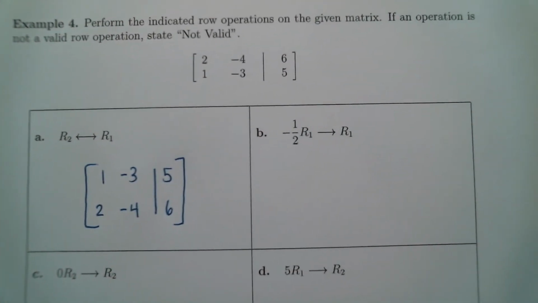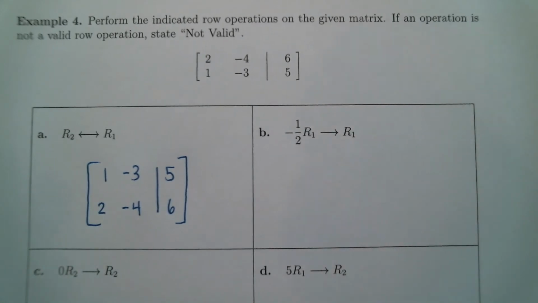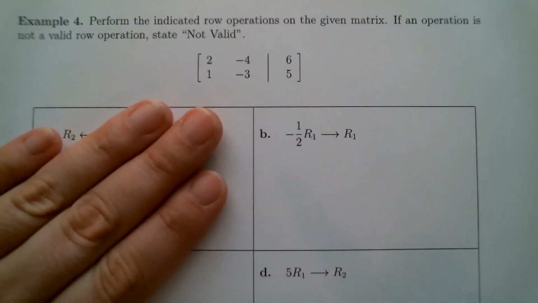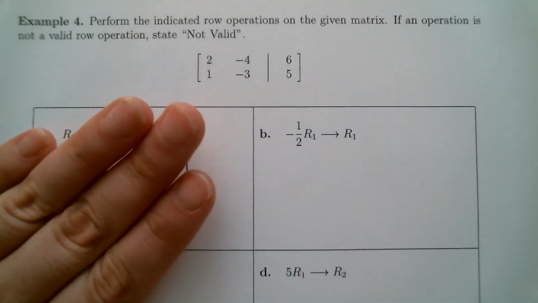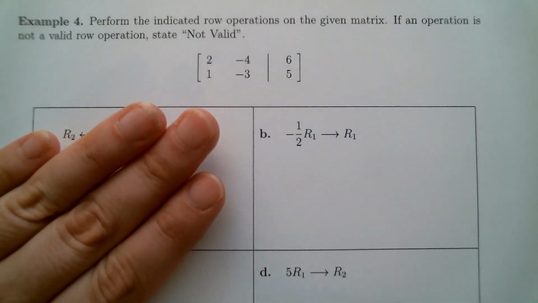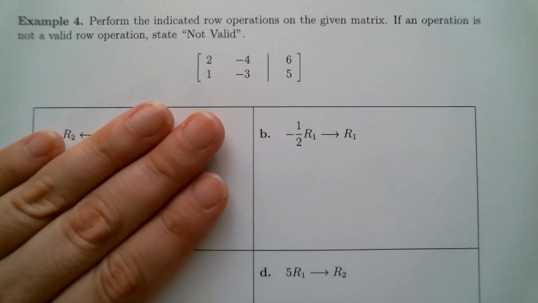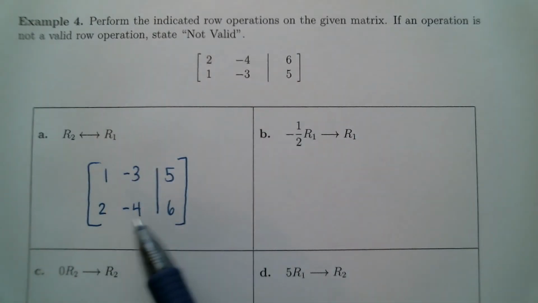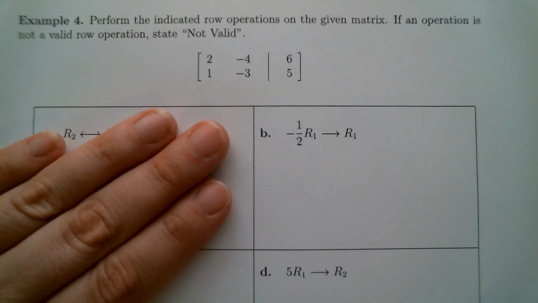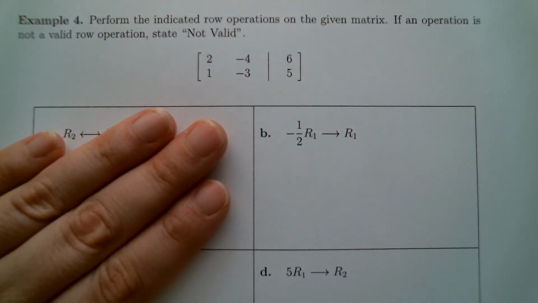All right, the next one. Again, we are clearing the slate. Part A was part A, so ignore it. We're going back to the original augmented matrix. Every time we do one of these parts to the problem, we're going back to the original augmented matrix to operate on it. We're not operating on the previous one, is my point. All right, so part B: -1/2 times row 1 becomes row 1. This is a valid row operation.